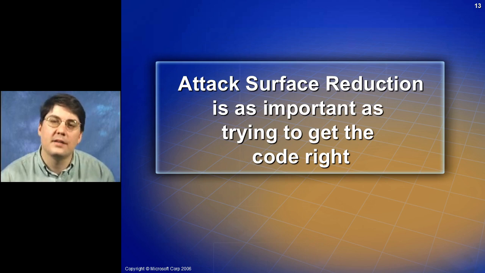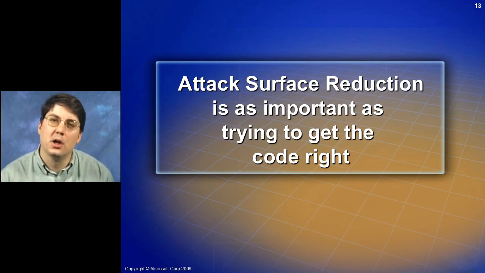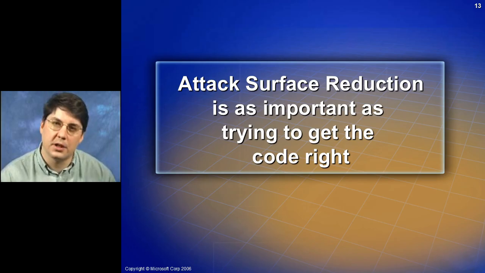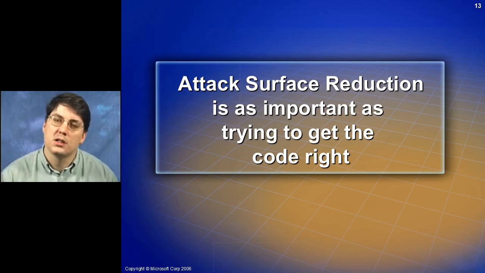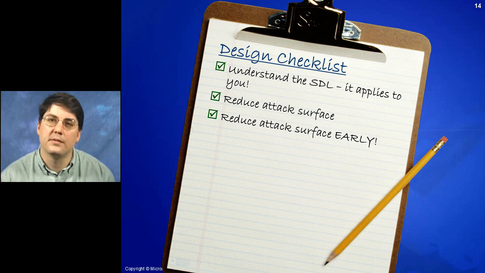So at the end of the day, we think attack surface reduction is every bit as important as getting the code right. We're never going to be 100% perfect in getting the code right, so we have to attack the security problem from multiple angles. We have to attack it from a design point of view. We have to attack it from a code point of view. We have to attack it from a process point of view. And we have to attack it by reducing the opportunity of intruders to actually attack our code. So attack surface reduction is a key component to achieving secure by default.